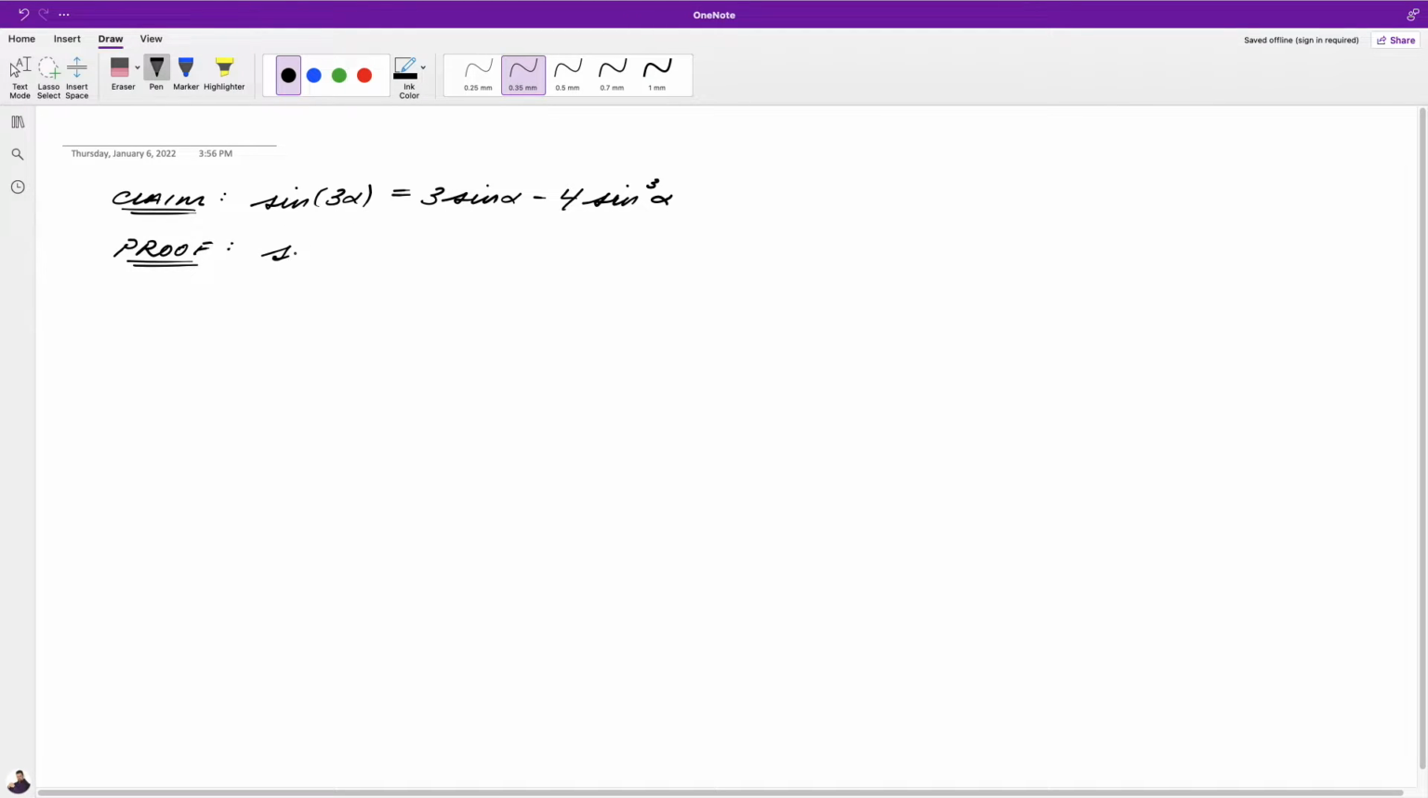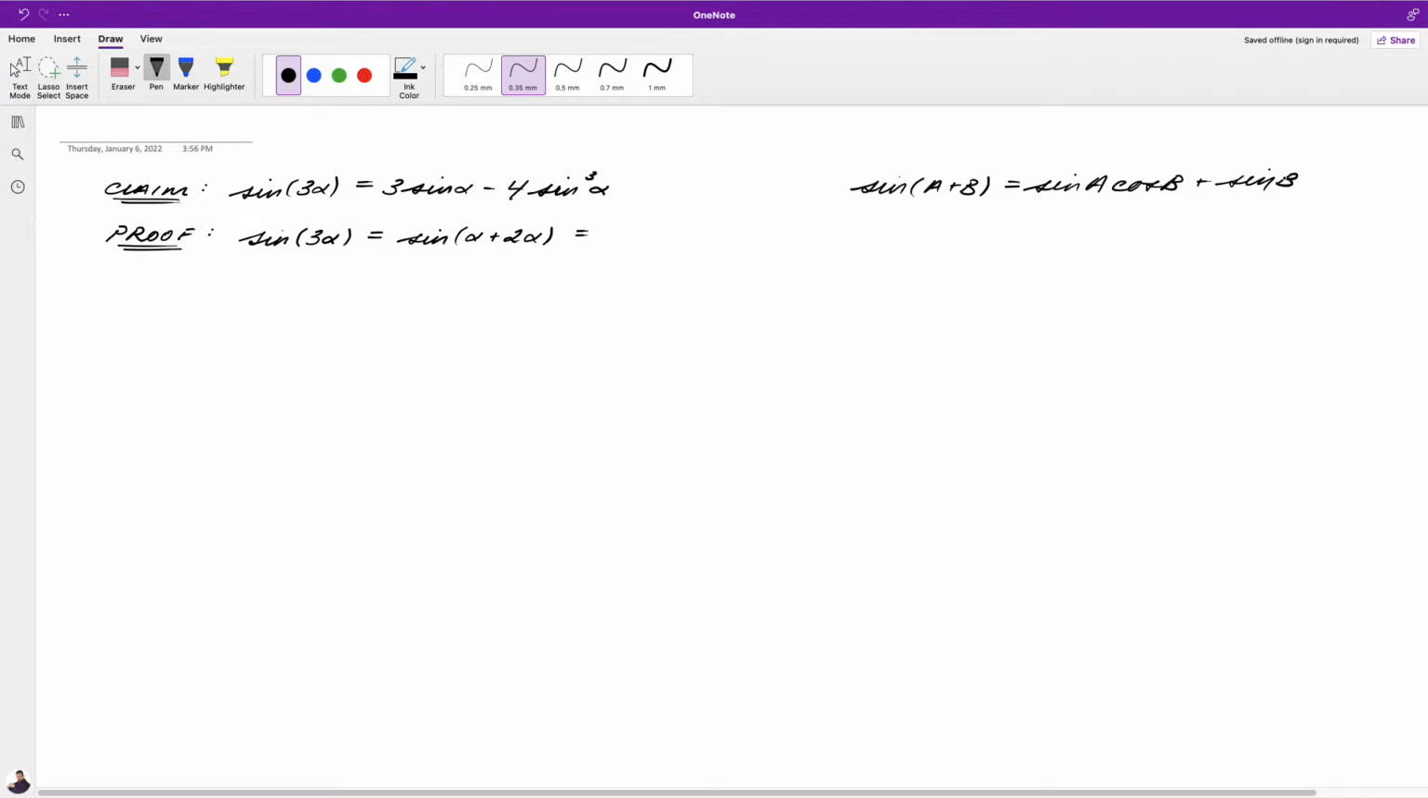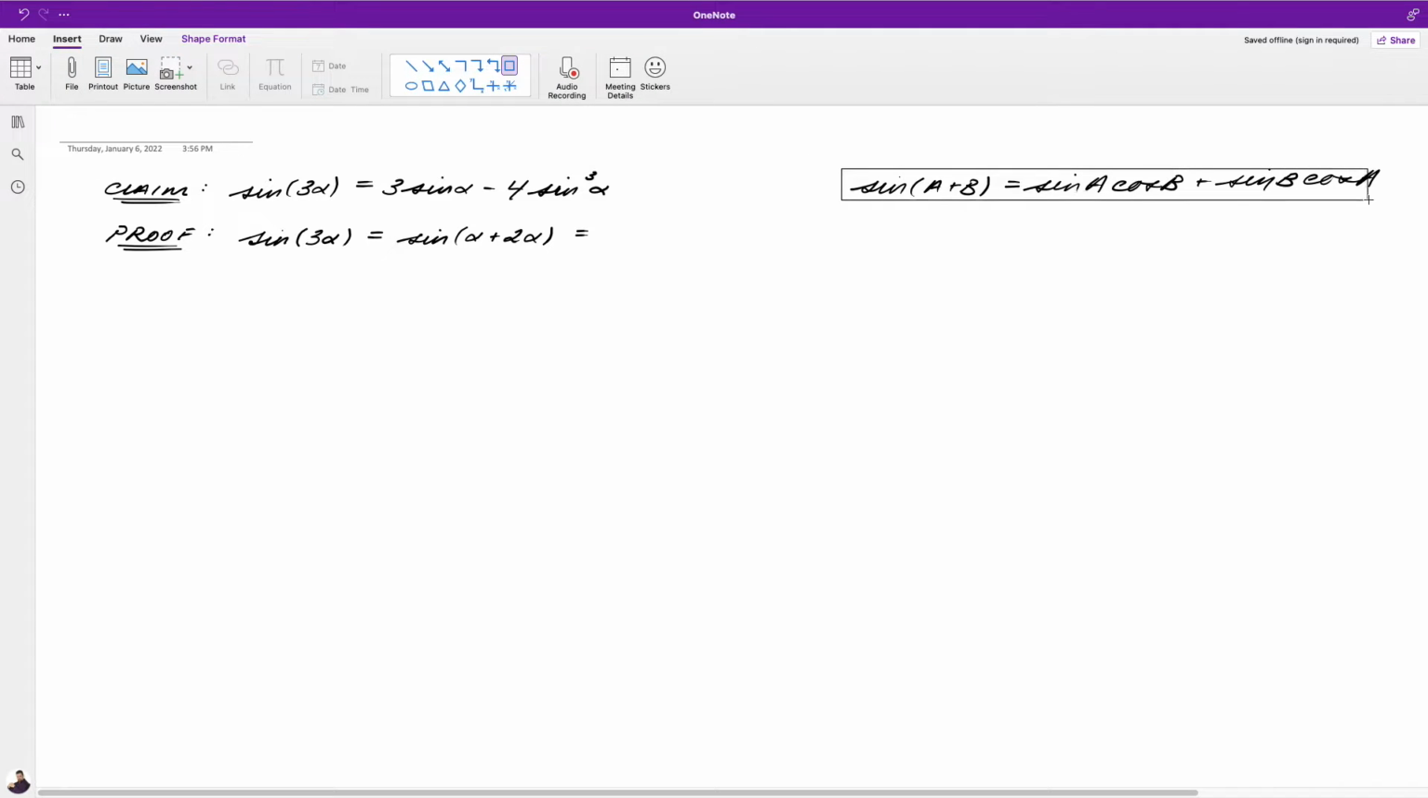Okay, so we've got the sine of triple alpha. I know right away I can write this as the sine of alpha plus 2 alpha. And then I'm going to go ahead and use the sine of a sum expansion. I'm going to put that in the box right up here. I have proven this in another video. But if you have the sine of a plus b, that's equal to the sine of a times the cosine of b plus the sine of b times the cosine of a. Okay. Let's get that in the box there.